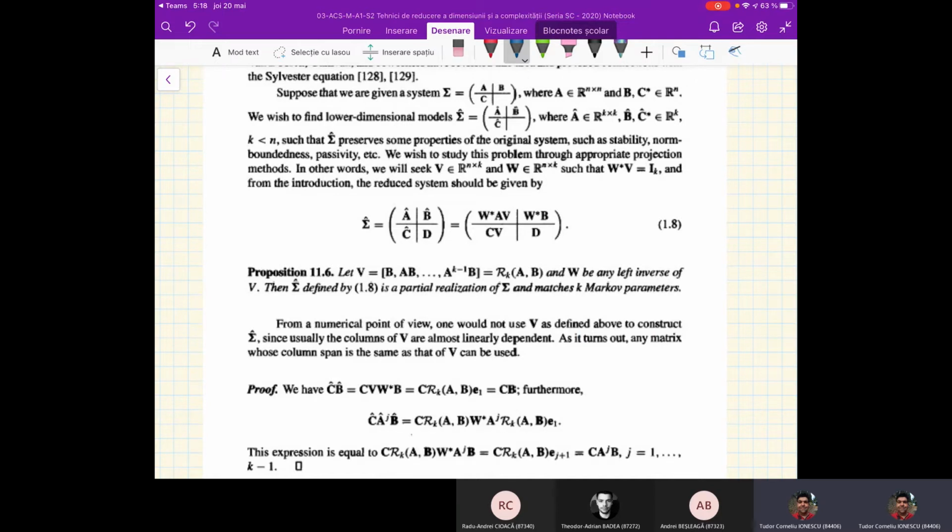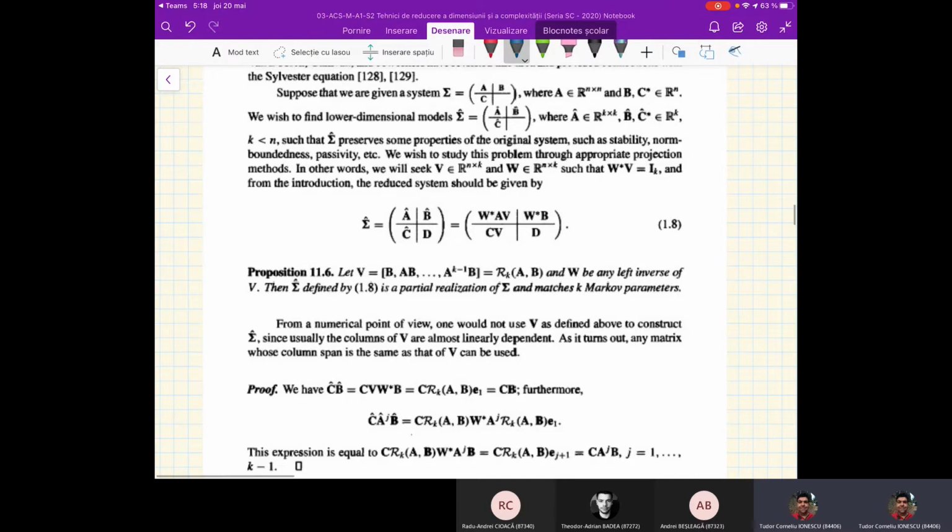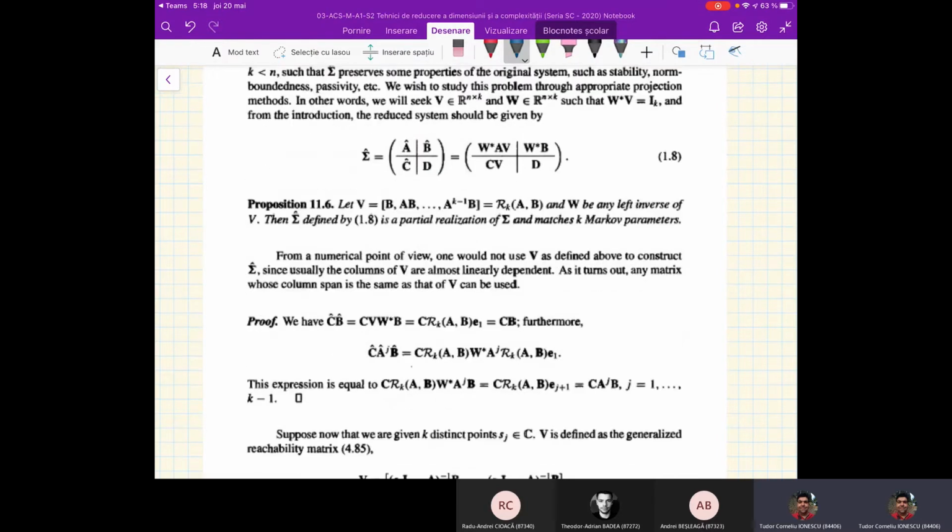I showed you how many times, but now we specifically impose this in condition 1.8. We want the reduced order model to be realized in this form, based on the projections V and W. How do we do that? If you build the projection V like this, note that V is the controllability matrix in K steps, and W is taken as any left inverse of V, then sigma hat defines a partial realization of the system sigma and matches K Markov parameters. Okay.